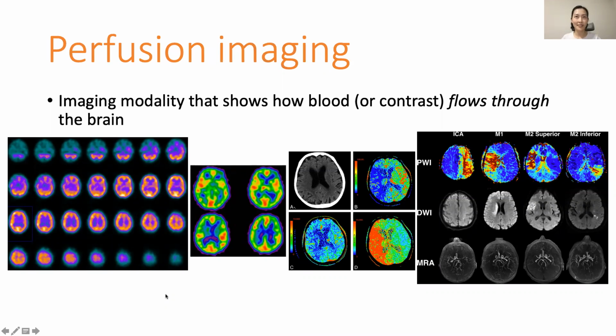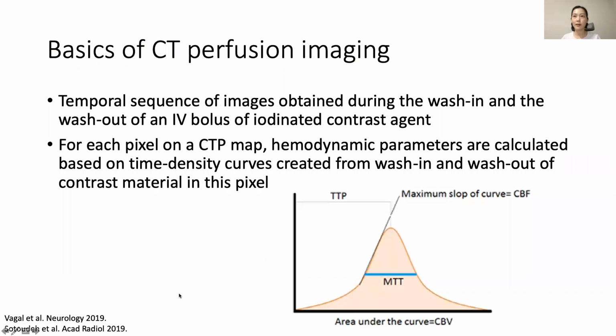And this is really the exciting new tool that we have. So very quickly touching on the technical parts of CTP, it is a temporal sequence, so it shows us pictures over time. And these are pictures obtained during the wash in and wash out phase of a bolus of contrast agent.